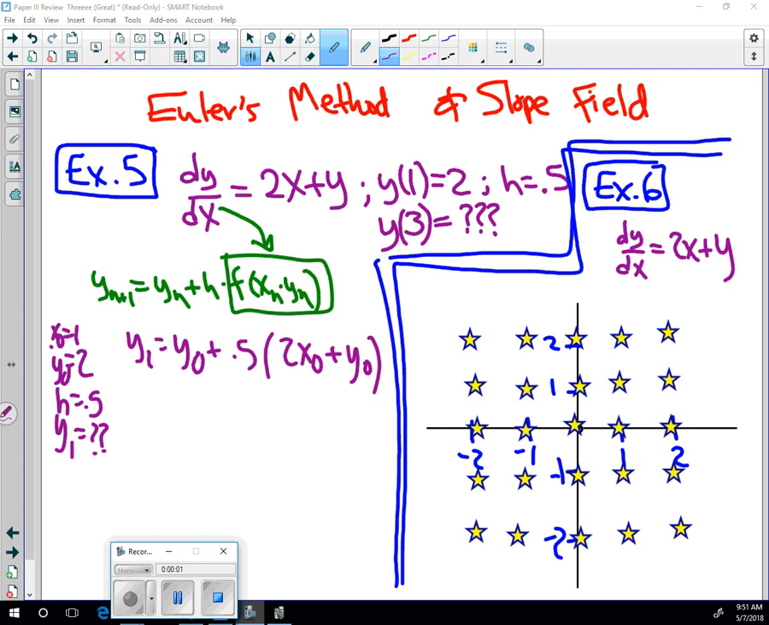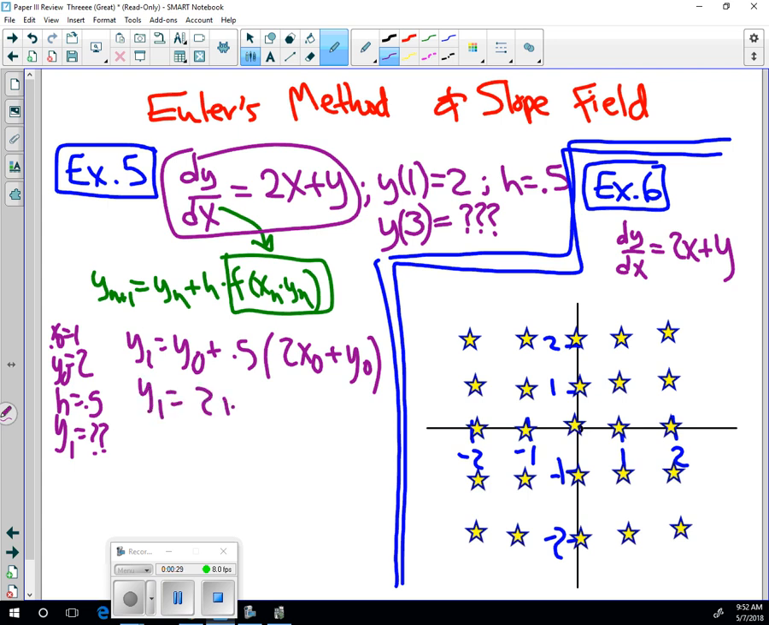So here we go, Euler's method. We're taking a derivative function and using it as the slope function to figure out the next y value. So the next y value is going to be y of n plus 1. So y1 will be y0 plus my increment, in this case 0.5, times 2x0 plus y0. Now we're going to find out what y1 is.